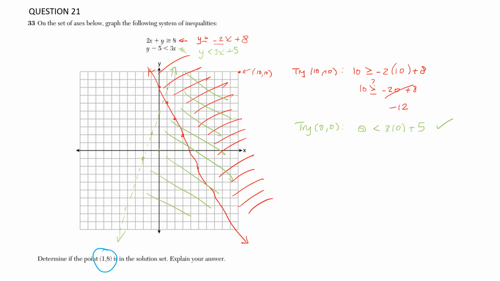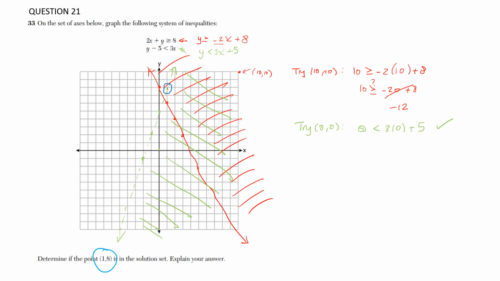So that's this way. So we can see that the solution for both of these inequalities is where we see both the green and the red crosshatches. So now it's asking us, is the point (1, 8) in the solution set? You could go up here. 1 is here, and 8 is here. So I'm going to mark this in blue so it's a little easier to see. It's this point right here.